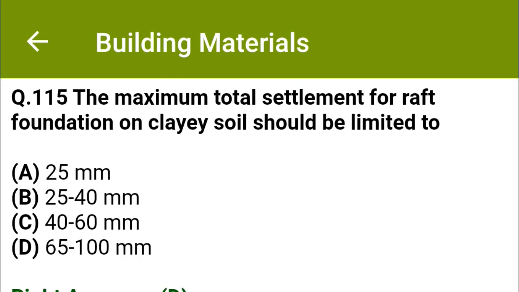The maximum total settlement for raft foundation on clayey soil should be limited to: option A 25 mm, option B 25 to 40 mm, option C 40 to 60 mm, option D 65 to 100 mm. The correct answer is option D, 65 to 100 mm.